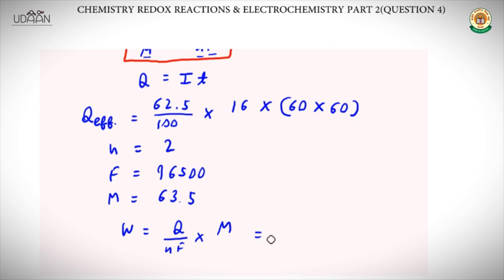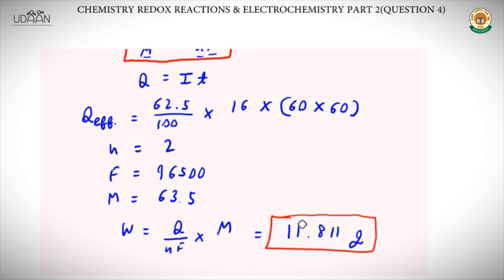We know the value of each and every quantity here. Hence, when we put in the values of all the quantities, we get 11.811 grams. Just put the values in the equation and check the answer. So we have calculated the mass, that is the value of W, the mass deposited on the electrodes.